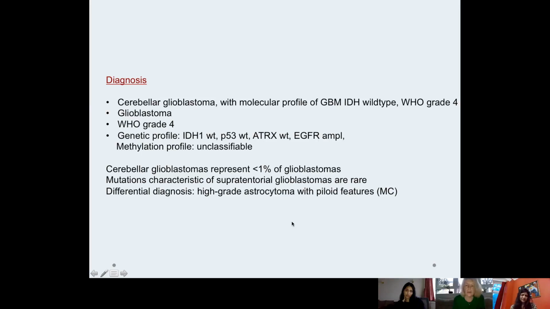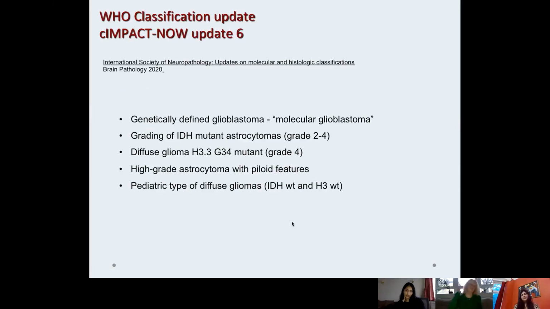And this was the last case for me. Here, just quickly, because we touched on a few of the points of the new entities and changes in entities that will be introduced with the new WHO classification. You can find more details about the proposed changes in this update of the consortium cIMPACT that was published in 2020 by the International Society of Neuropathology.